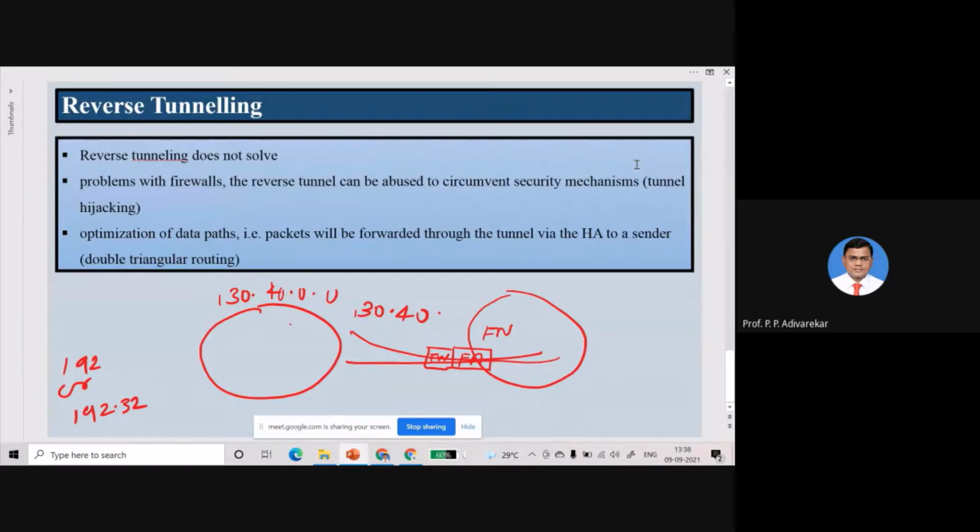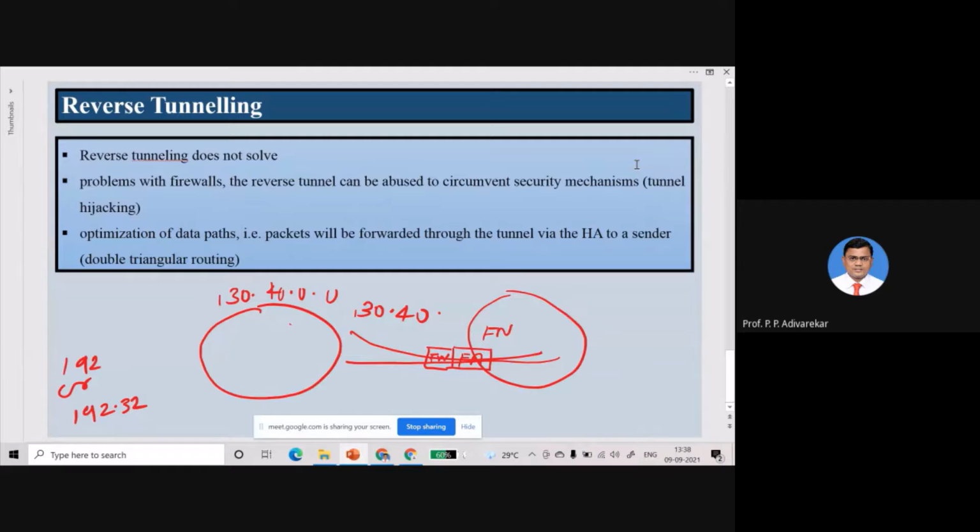Okay. So if this tunnel is hijacked, then an intruder might know information about the company site. So that is one issue. Then reverse tunneling also creates a triangular routing problem. The data paths may create a triangular routing problem. So what is the triangular routing problem?